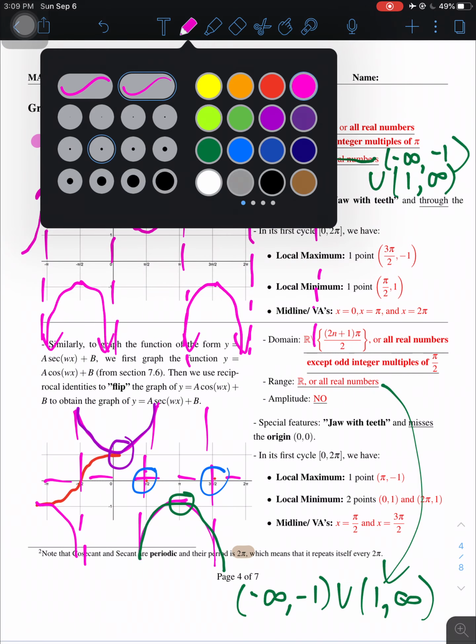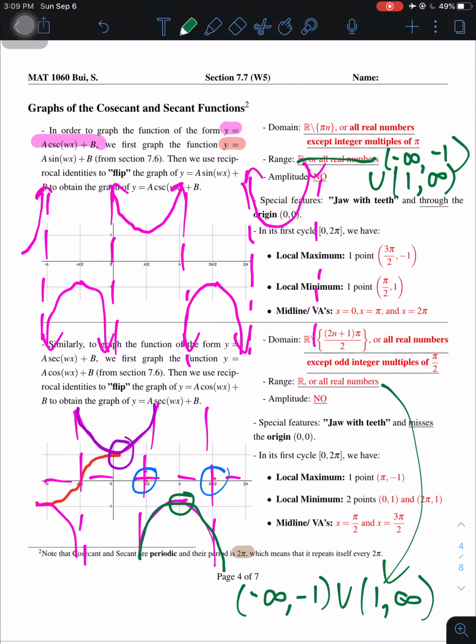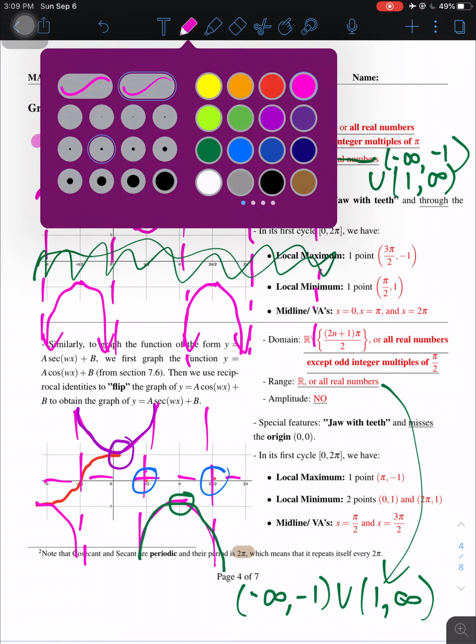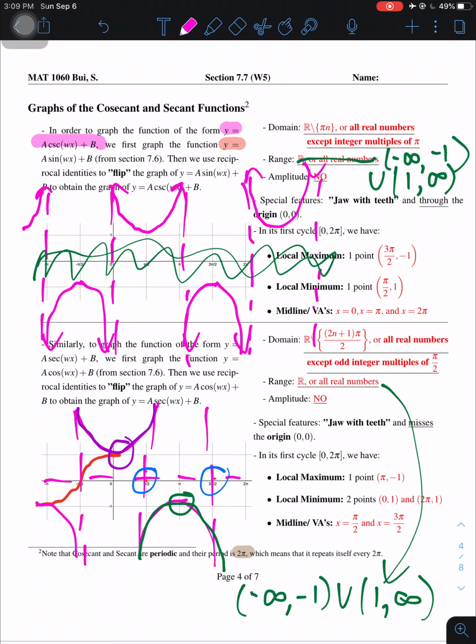So here, let me put it in green. There's nothing in here, right? That means that you cannot have anything in between -1 and 1. And actually, this one is a badly drawn, so let me draw it again. Like this. Okay? And the same goes for this one.